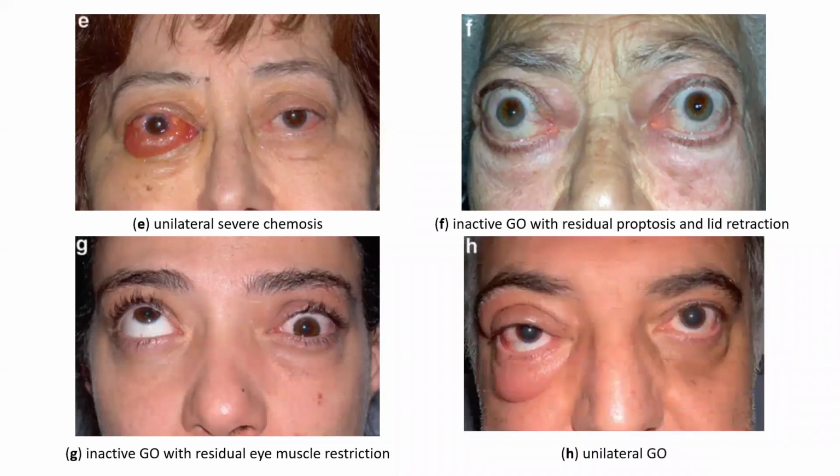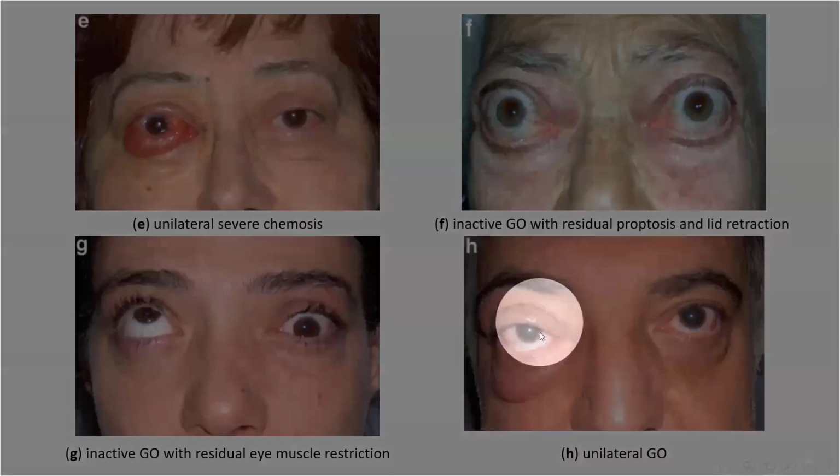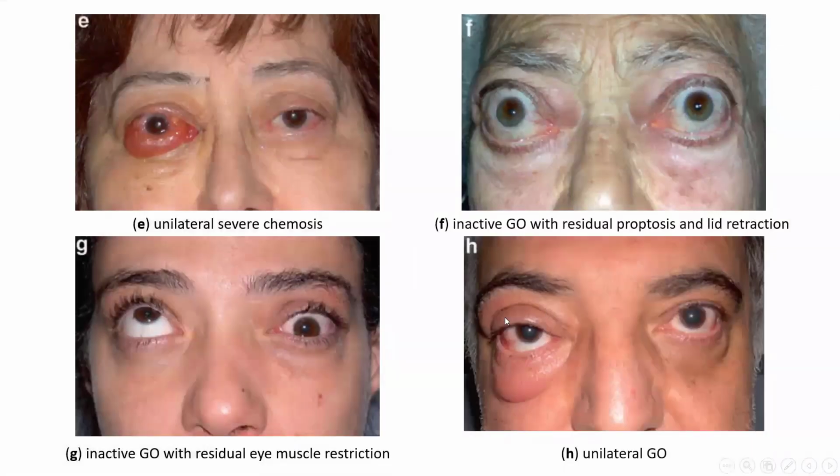And lastly, this is a unilateral Graves' orbitopathy. And actually, we should go for CT orbit or MRI orbit.